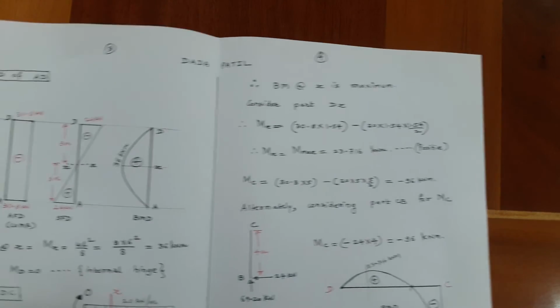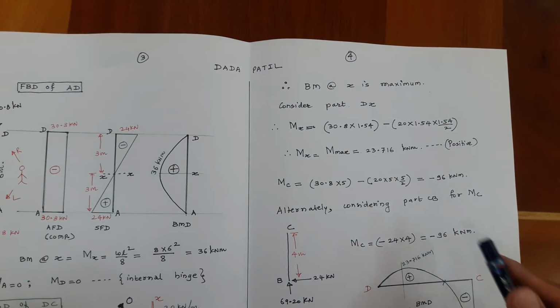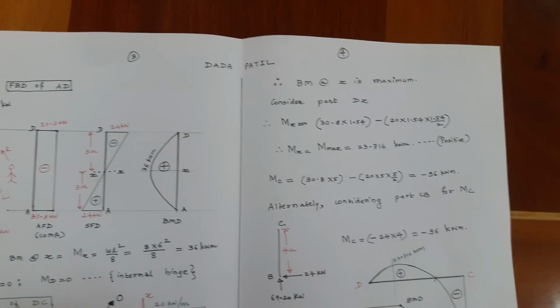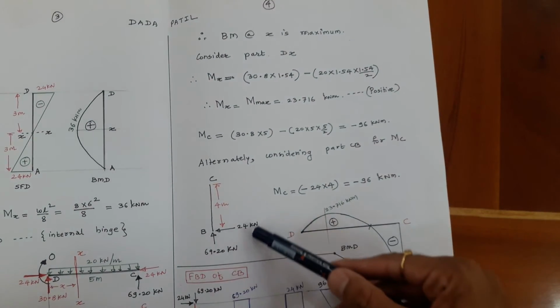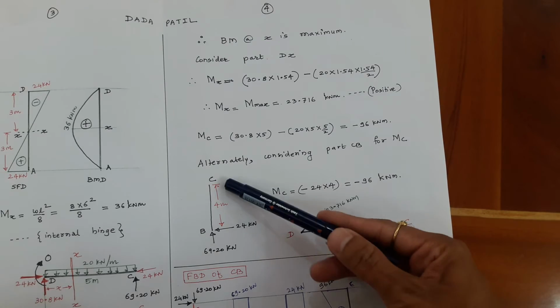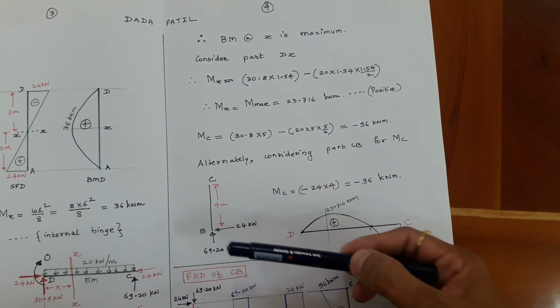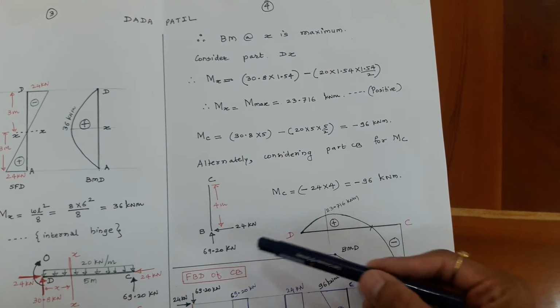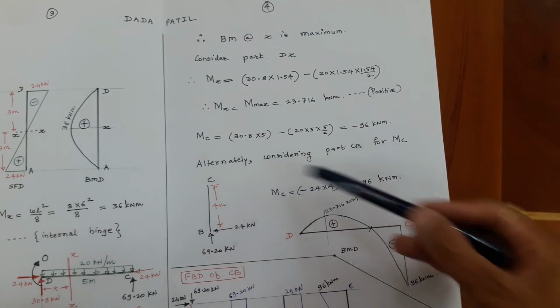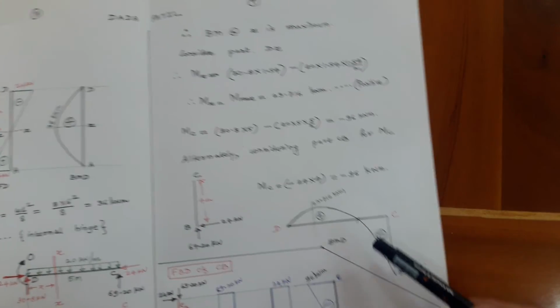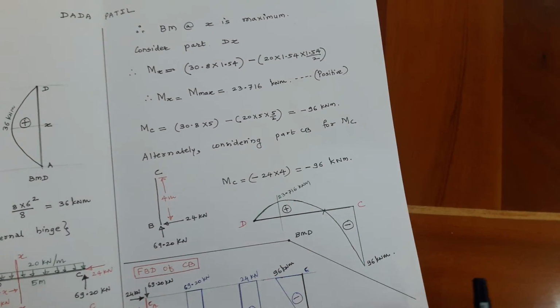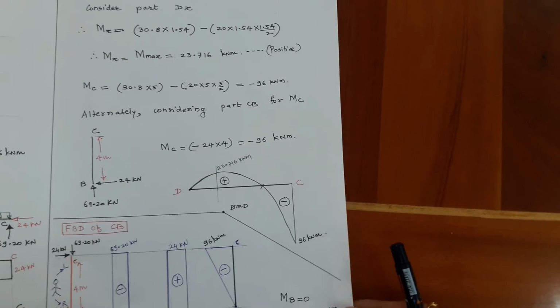Alternatively, you can prove it by considering part CB. So when you consider part CB, it is 24 kilonewton, that is HB, this is 4 meter, this is 69.2. So when you take bending moment at C, it becomes 24 into 4, and it is negative because 24 is trying to close, and closing we take negative. So again the answer works out to be the same. So either way you can go, whatever is convenient.